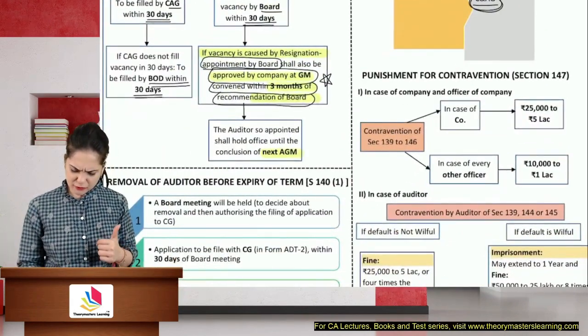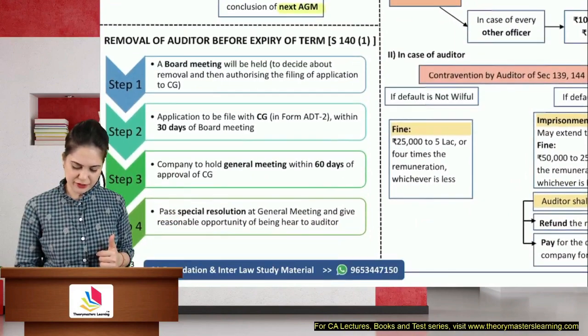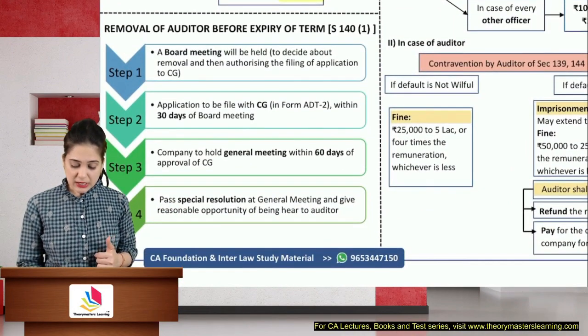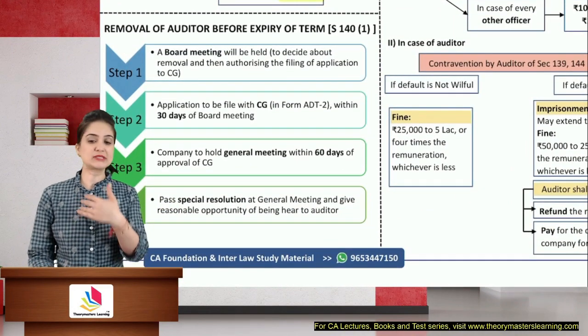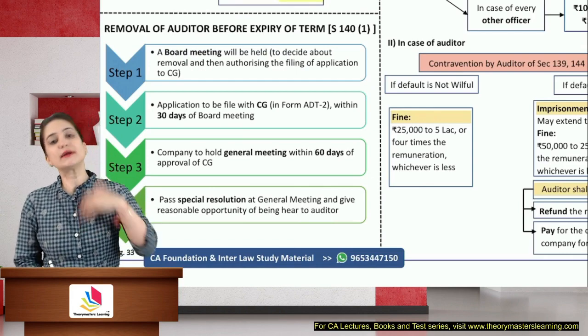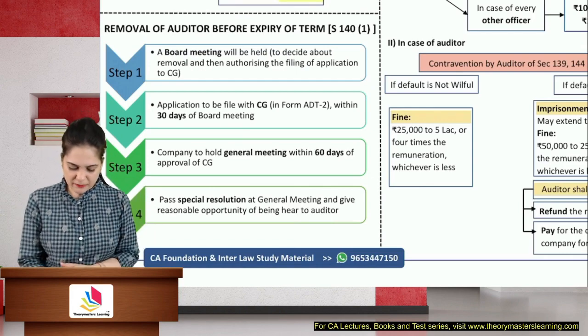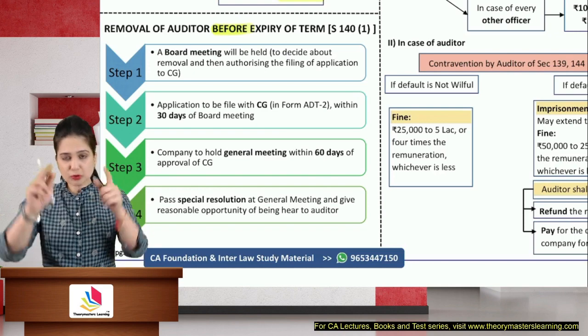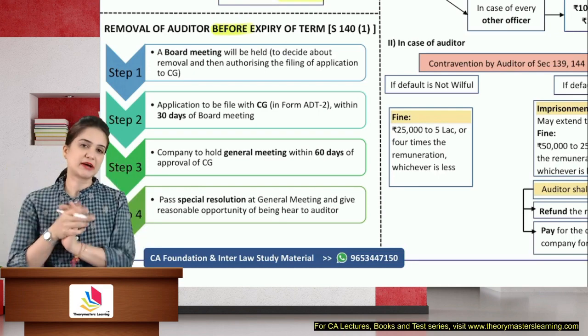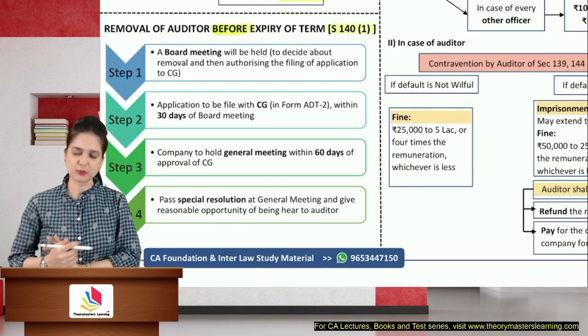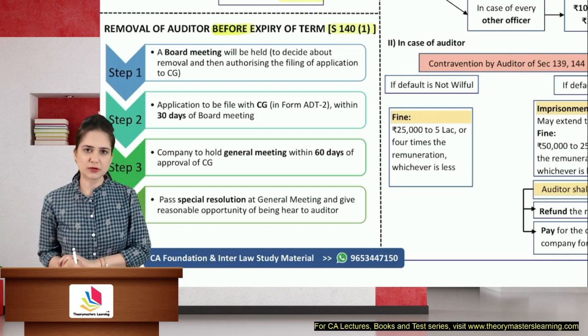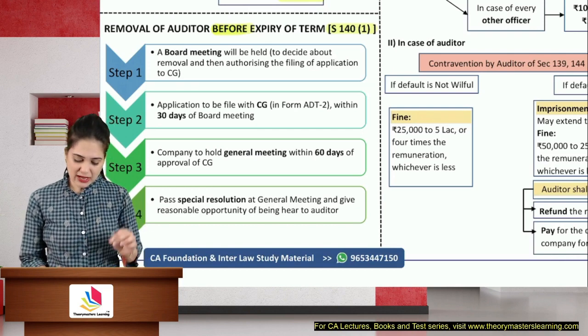Disqualification. Okay, before that, let us go through the removal of auditor before expiry of the term. Now, in the previous case, the auditor was resigning. Here, you are removing the auditor. The word before is important. You are removing the auditor before the expiry of his term. Section 140, subsection 1. Now, in order to remove an auditor, you will have to call a board meeting.